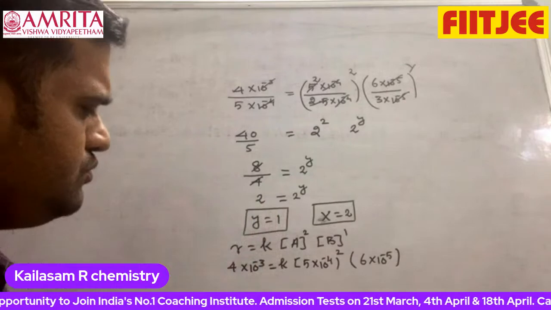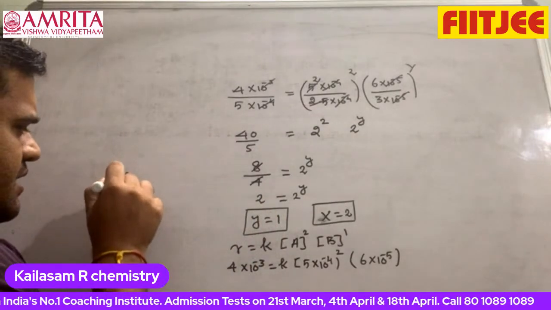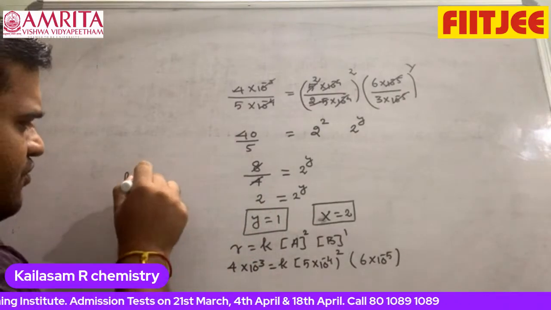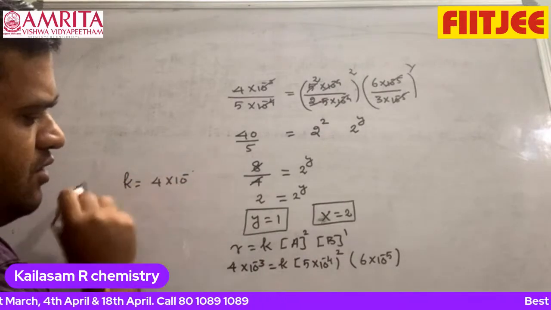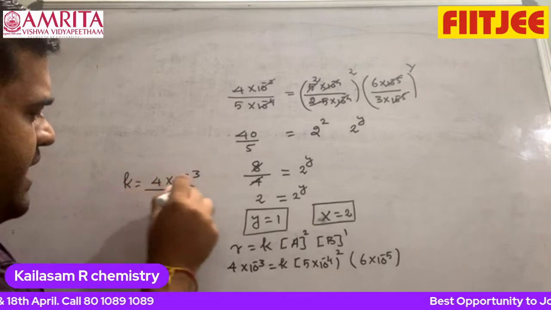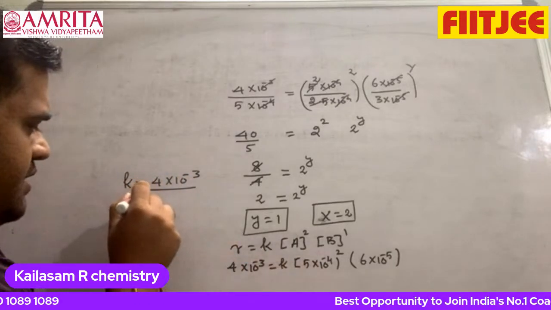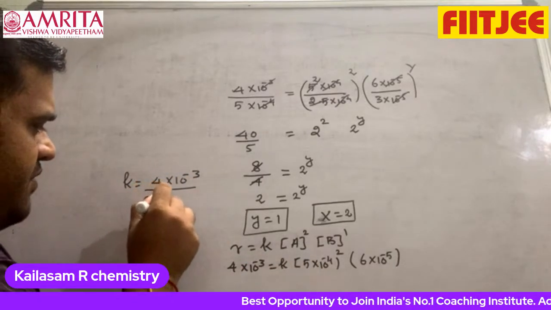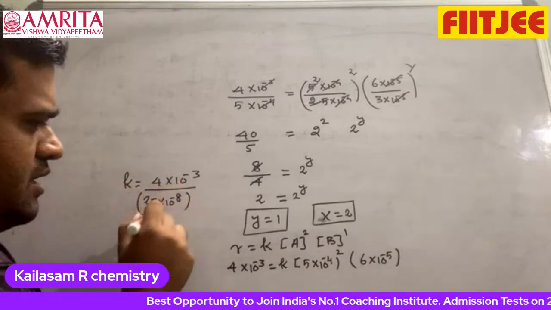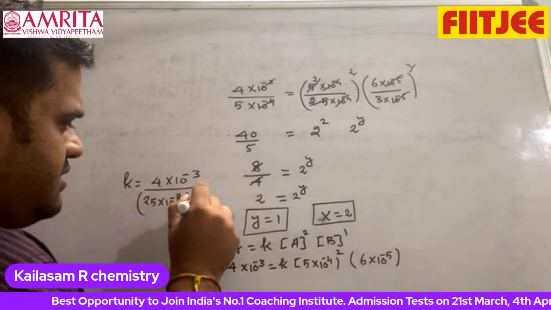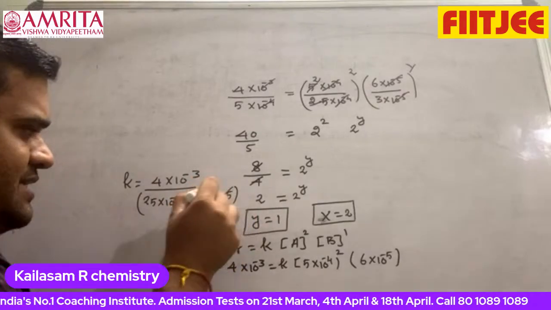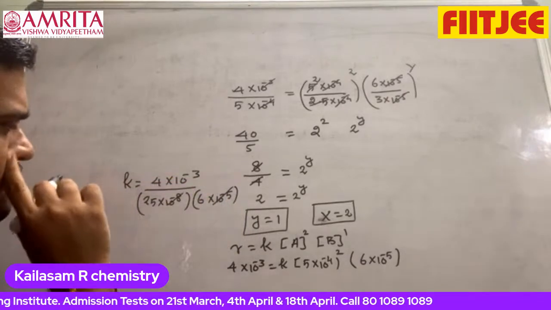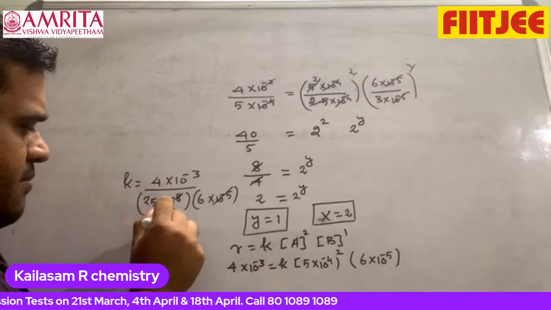Now, therefore K is nothing but 4 into 10 power minus 3 by, therefore 5 squared, 25, and 10 power minus 8, times 6 into 10 power minus 5. Therefore this and this will be cancelled out. What I am going to have is 10 power minus 3 only.